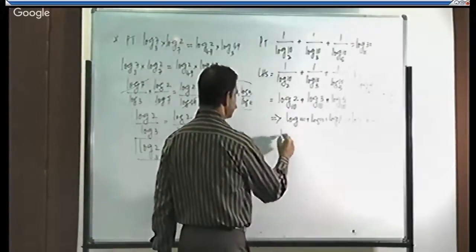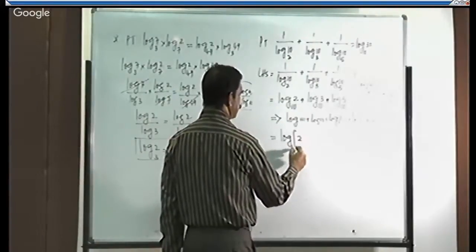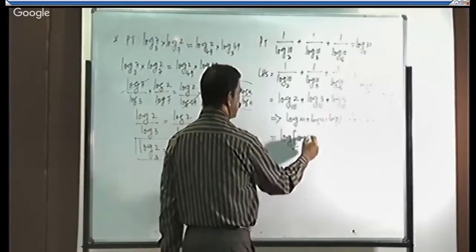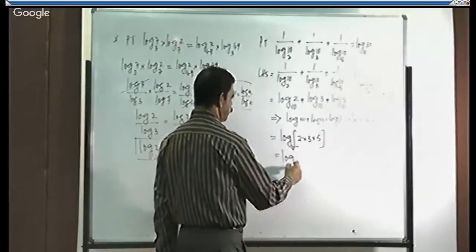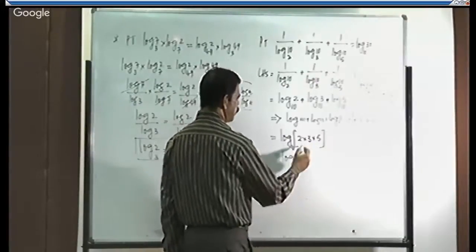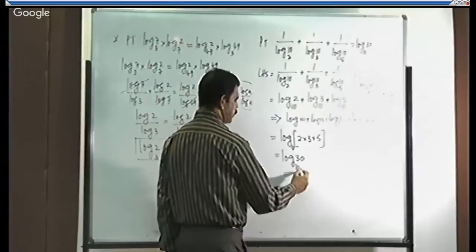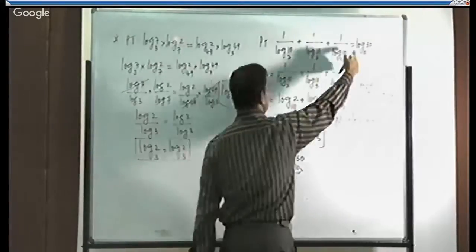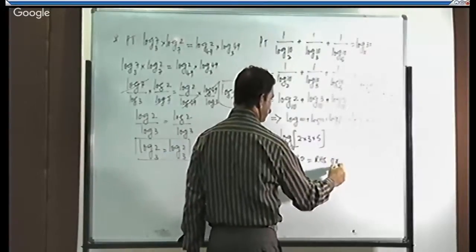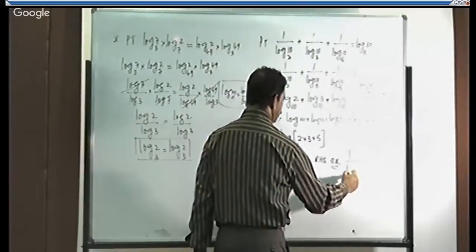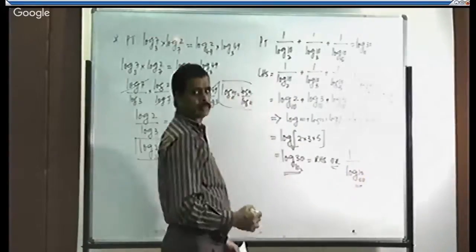So according to that, this becomes what? Log of 2 into 3 into 5, having base 10. That is equal to log of, what is the base? 10. 6, 6 into 5, 30. This is the answer. We got the right hand side: log 30 to the base 10. This is the right hand side. Or it can also be proved like this: 1 divided by log of 10 to the base 30.